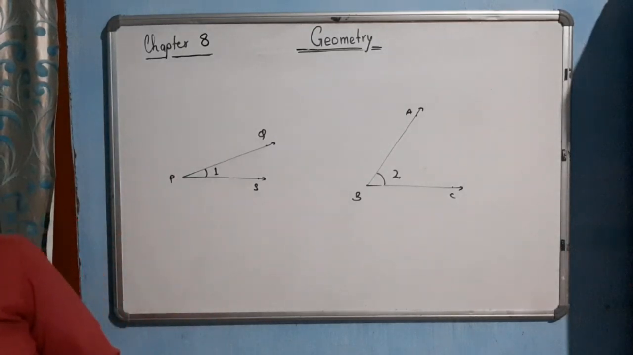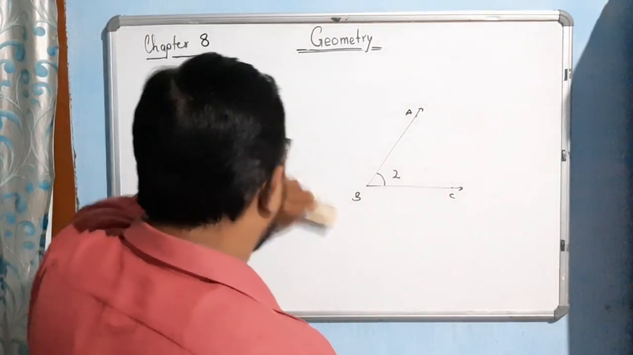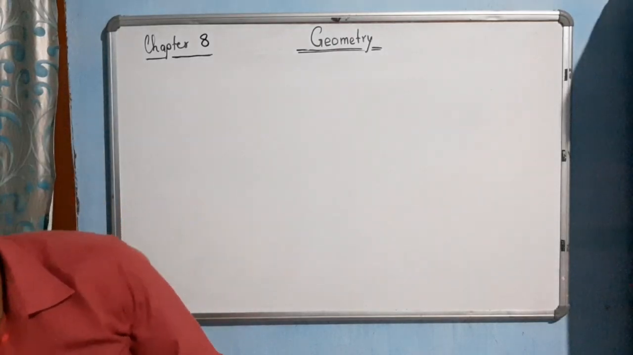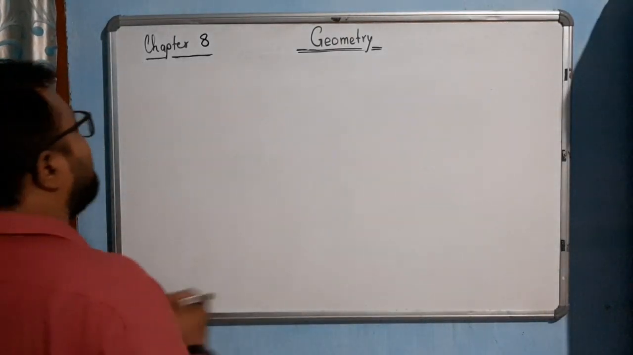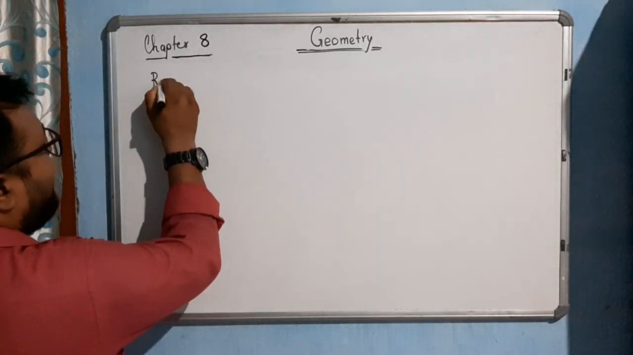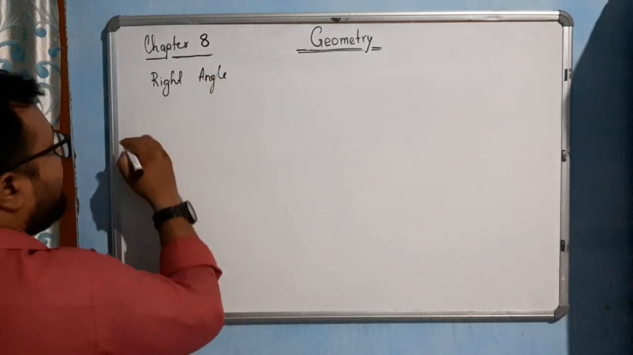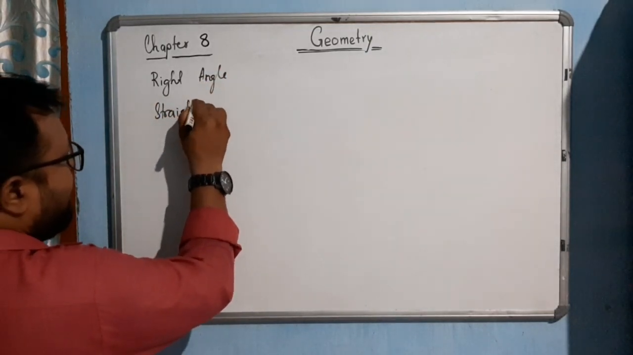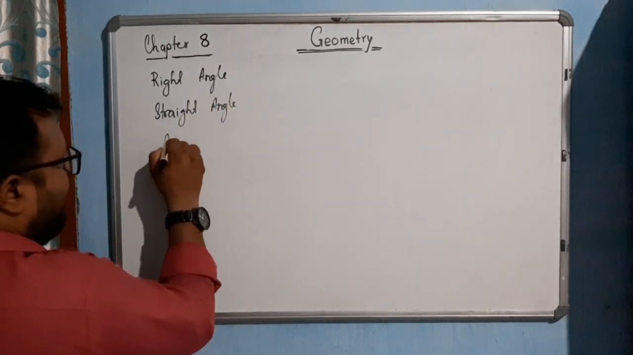Now come to types of angles in your book. How many types of angles are there? See, in your standard, 4 types of angles are mentioned right now. First one is the right angle. Second is the straight angle. Okay, acute angle.